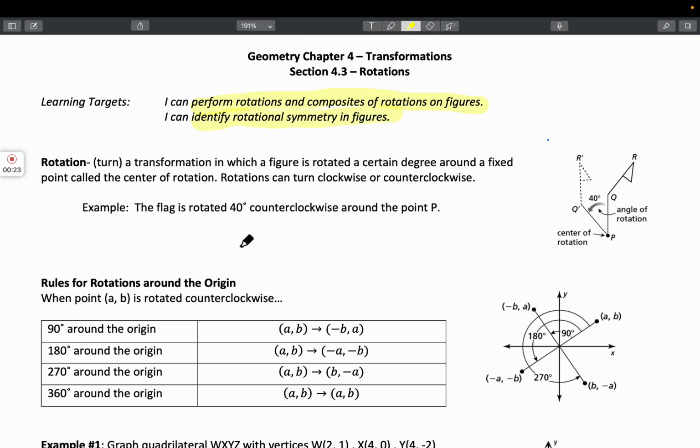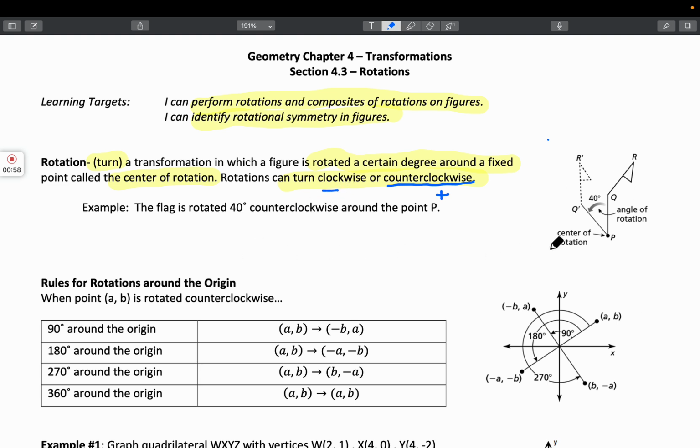So recall a few sections ago we talked about a rotation as a turn. It is simply a transformation in which the figure is rotated or turned a certain number of degrees around a fixed point called the center of rotation. Rotations can turn clockwise and counterclockwise. However, you should note that when we do a rotation of positive degrees, it is going in the counterclockwise direction. And when we are turning a negative degrees, it is going in the clockwise direction.